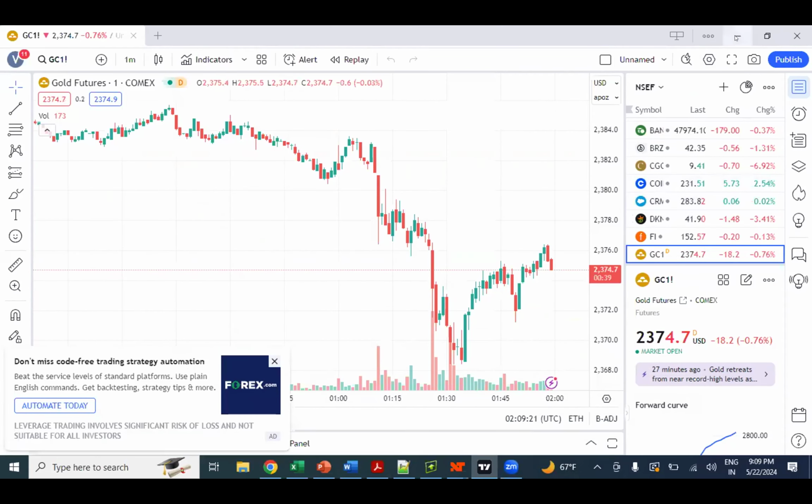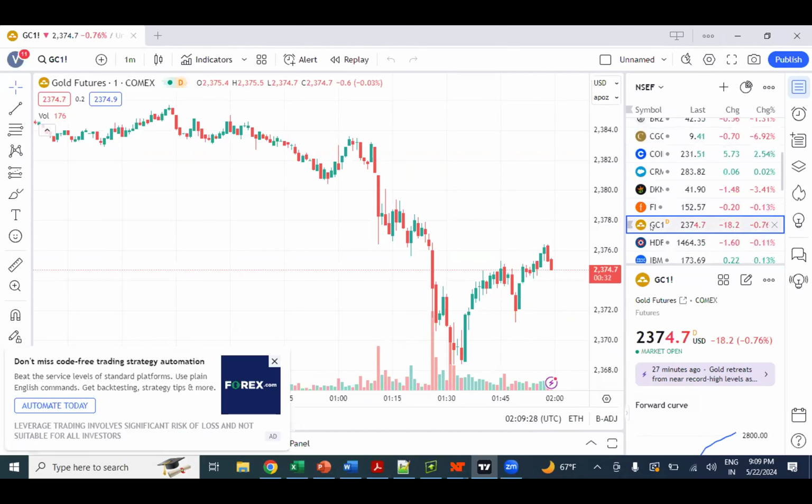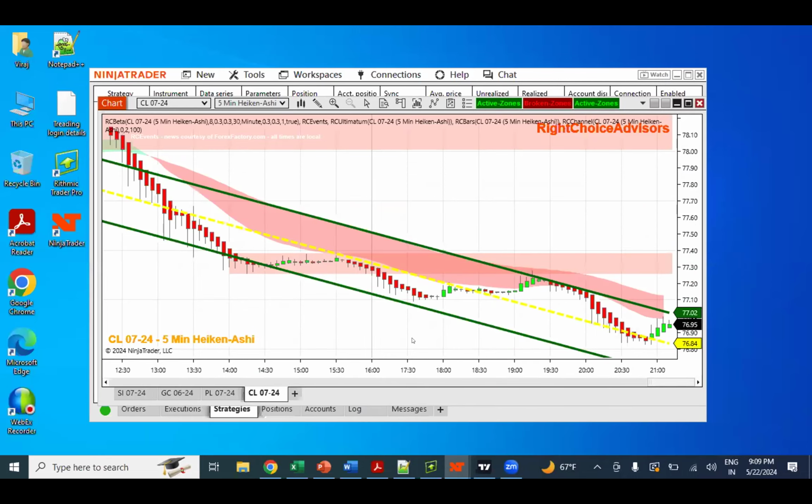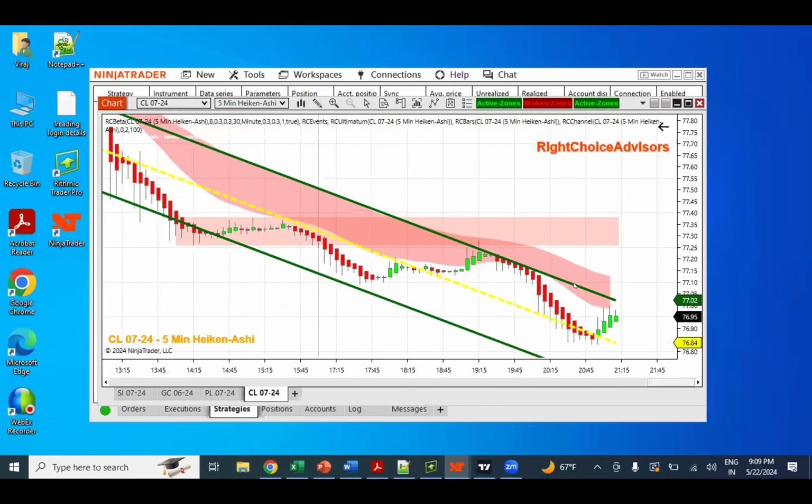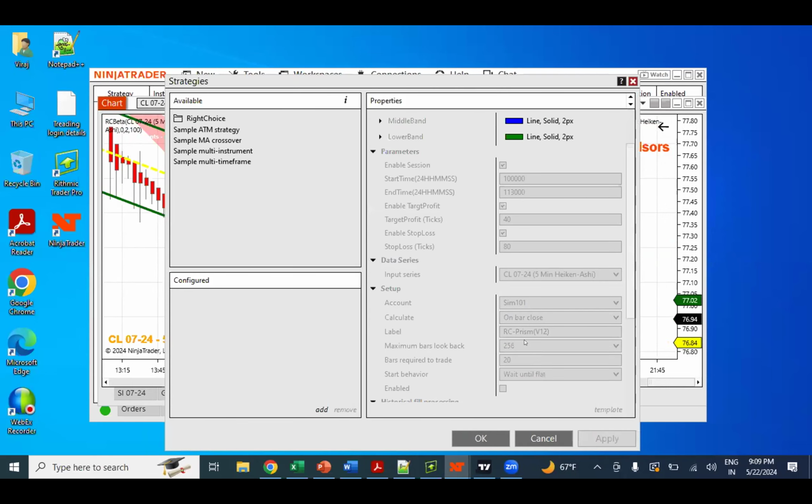Or if you see the GC, what is the percentage? Is it negative or positive? If that is negative, close to 1%, that means it is very bearish. If it is green and close to 1% green, that means it is bullish. Or by looking at the cloud, if the cloud is red, you have to enable short only. If the cloud is green, you have to enable long only.